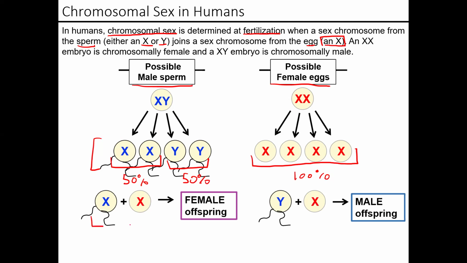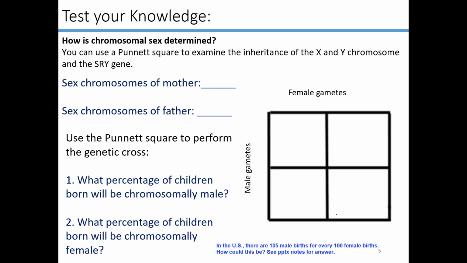So again, if we have XX come together, we're going to have a female. And then if we end up with an XY, that is going to be a male. So let's go ahead and test our knowledge to see exactly how we can do this and how we can predict what our offspring are going to be. I'm going to give you about 5 seconds to pause this video, give this a try, and then we'll come back together and check it out.